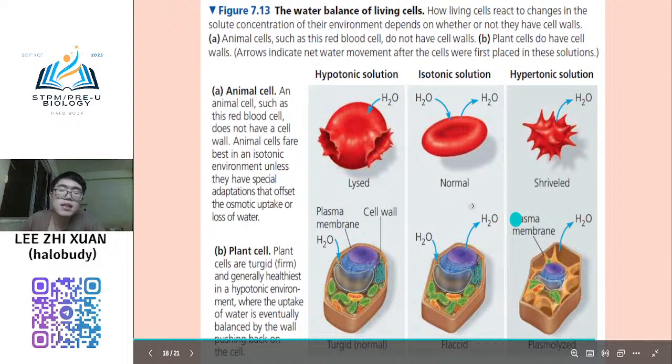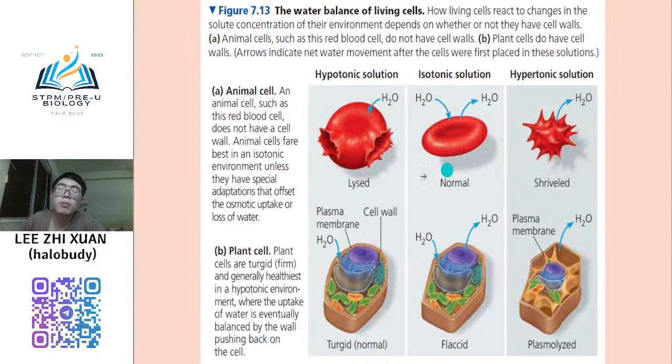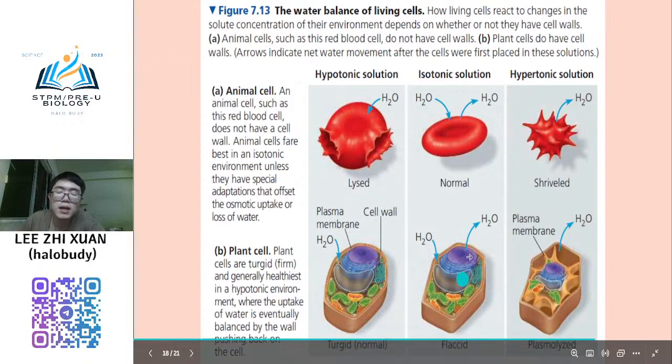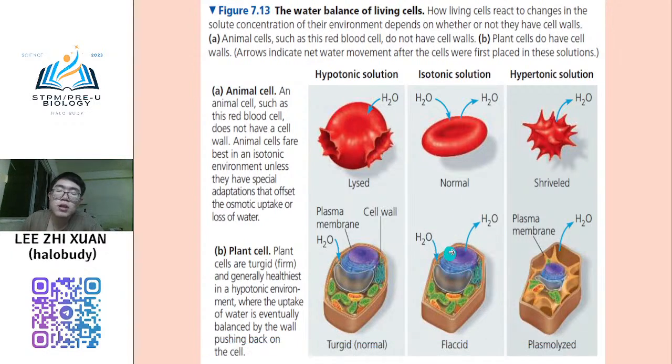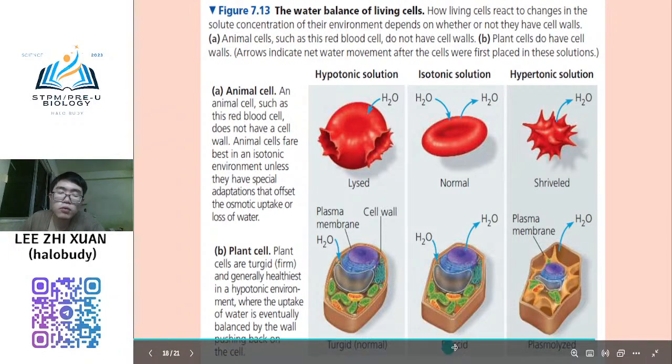For an animal cell, isotonic is the normal condition, because the water in and water out is constant, in an equilibrium state. But for a plant cell, isotonic is not the normal condition. Here the plant is in a flaccid condition.